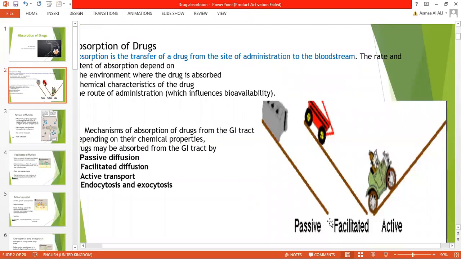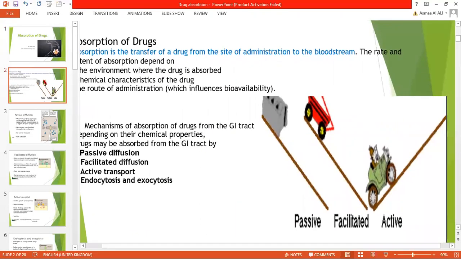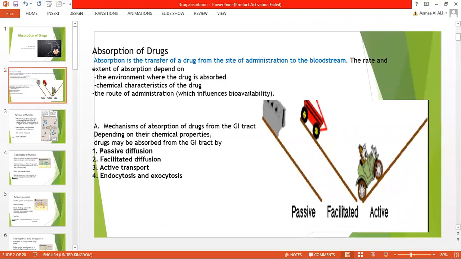Absorption of drugs, as you see, absorption is the transfer of a drug from the site of administration to the bloodstream. Actually, the rate and extent of absorption depend on the environment where the drug is absorbed, the chemical characteristics of the drug, and the route of administration.